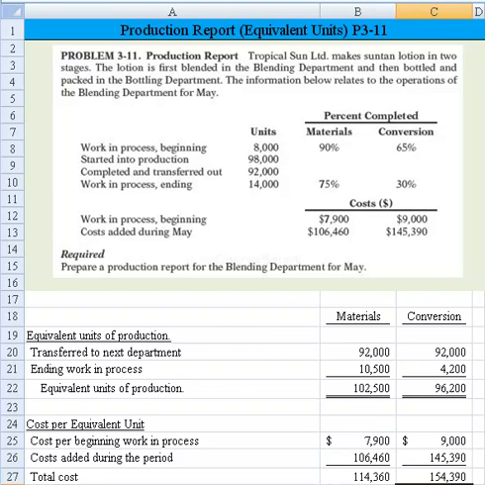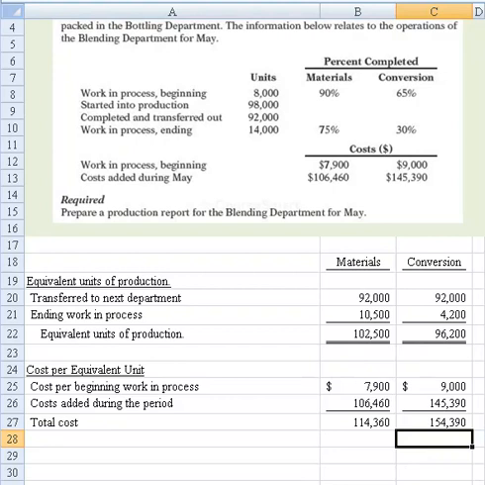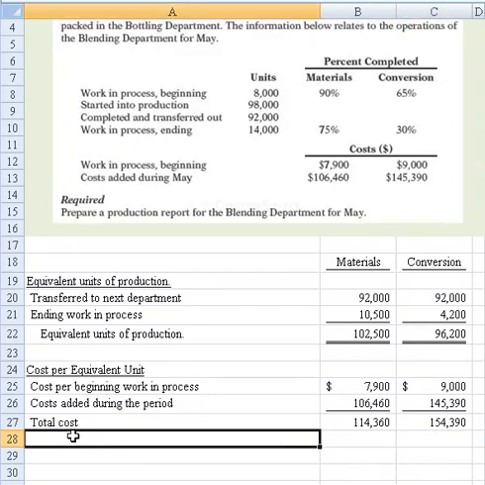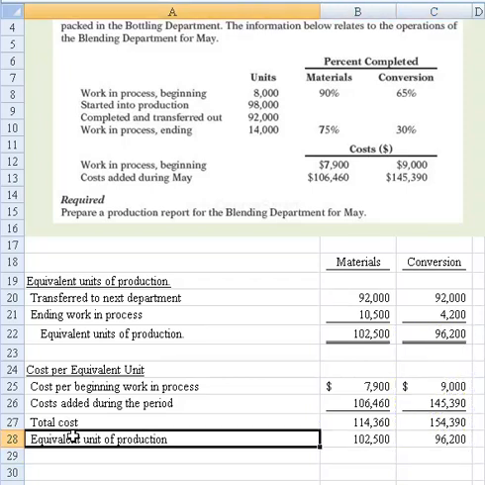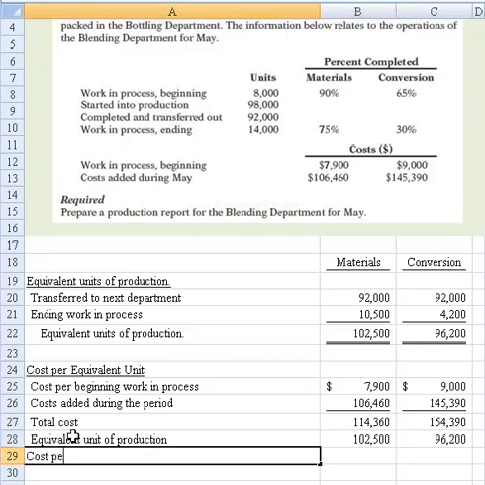Now let me slide the screen a little bit here so we see a little bit more. And then we need to come up with the equivalent unit of production. An equivalent unit of production we just pull from right here. And you know, we really could have just put it up there, but I'll bring it down again. And from there, we can calculate the cost per equivalent unit.